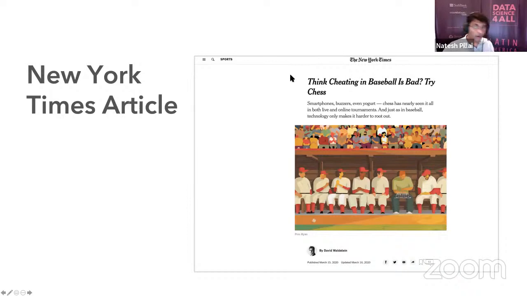So, this is not like a local problem, like the New York Times picked this story up, right? Think cheating in baseball is bad, try chess. If the New York Times picks up a story, you can bet money on the fact that it's serious, right?